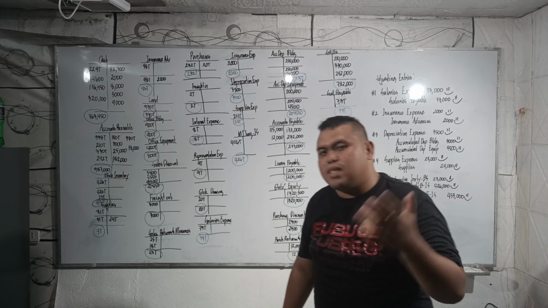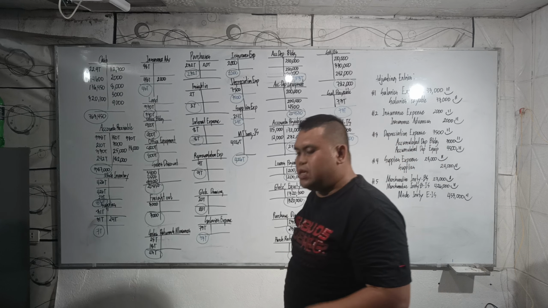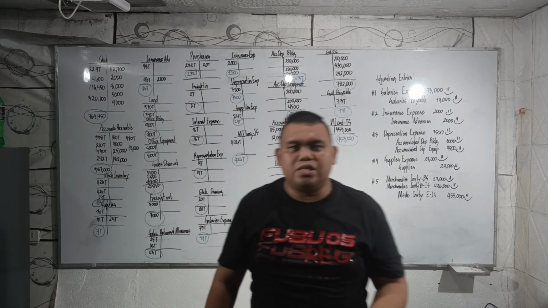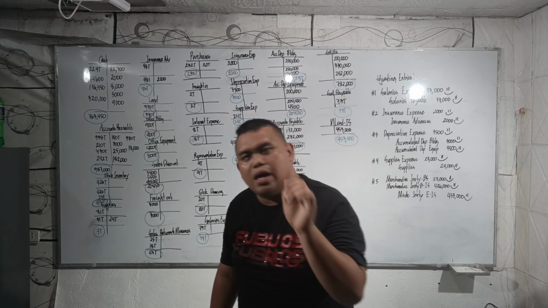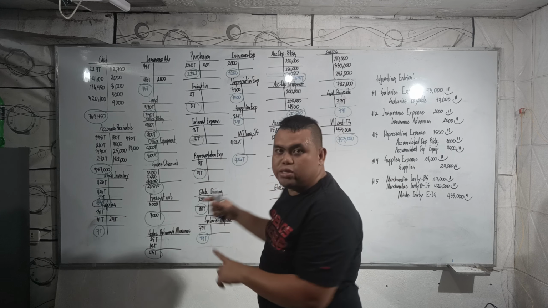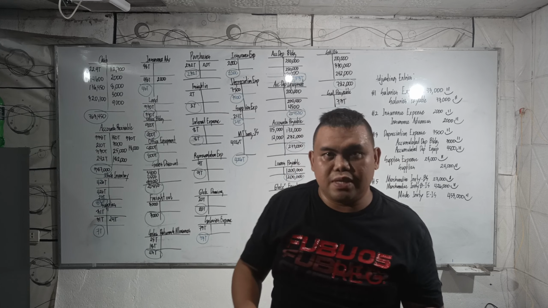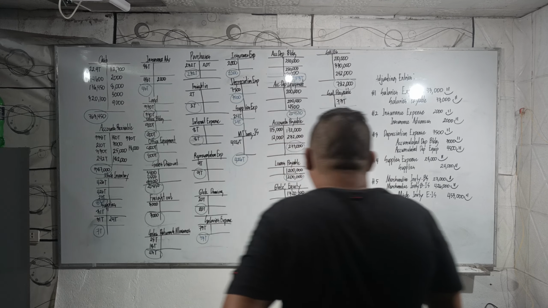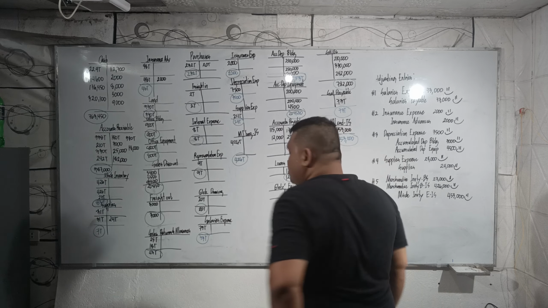Okay? So that's step 7. So let me repeat step 7. It's just the journalizing of adjustments as well as posting the adjusting journal entries to the ledger. Okay? So that's step 7. Now let's go to step 8. Step 8 is all about closing entries.